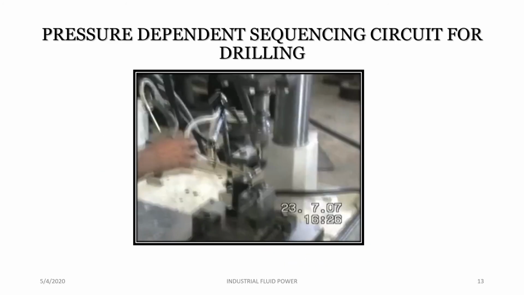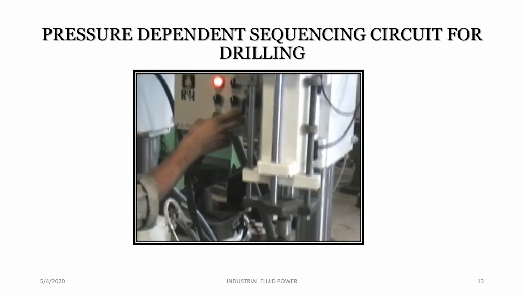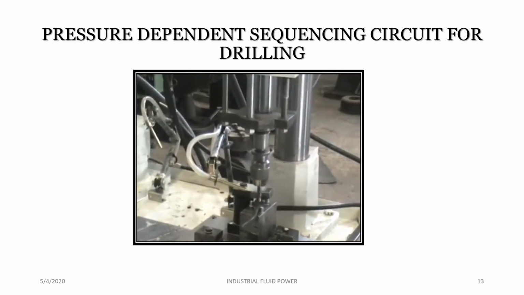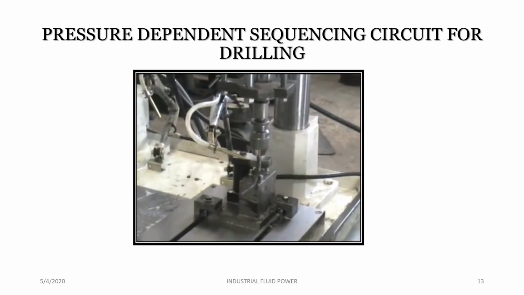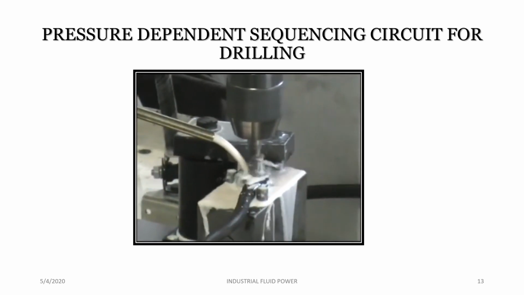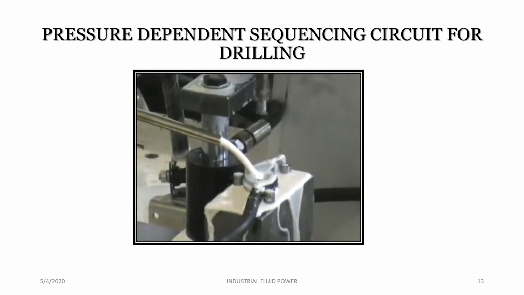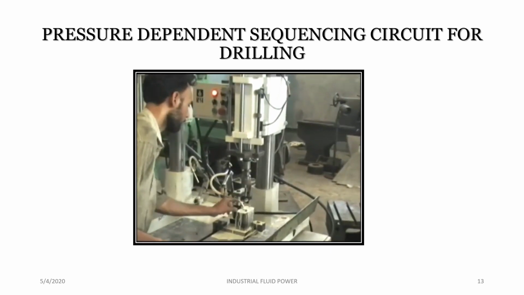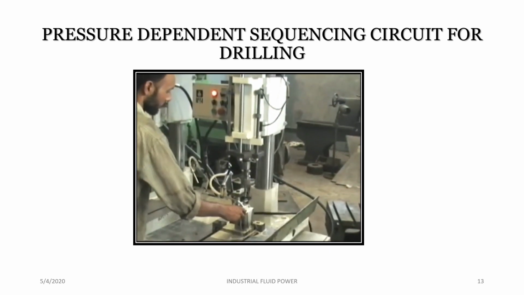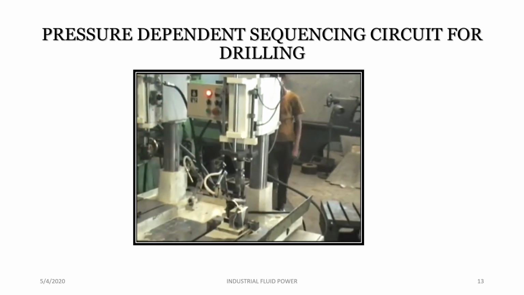Now let's see how in a real industrial application they use this pressure dependent sequencing circuit for drilling. It's completely automated through the hydraulic circuit. This is the clamping setup. Both clamping and drilling happen with the help of the hydraulic circuit only. First the drill goes out, then declamp. First clamp the object, then drilling. Clamping, then drilling.